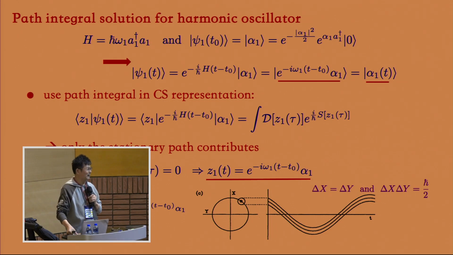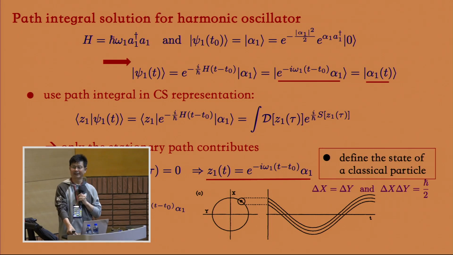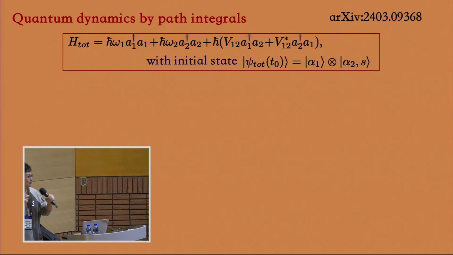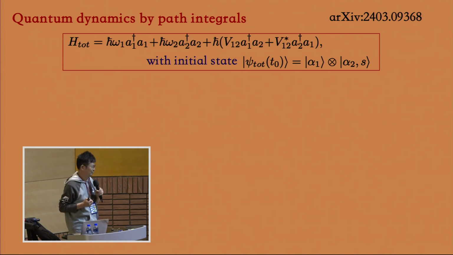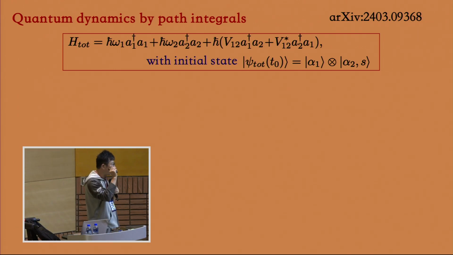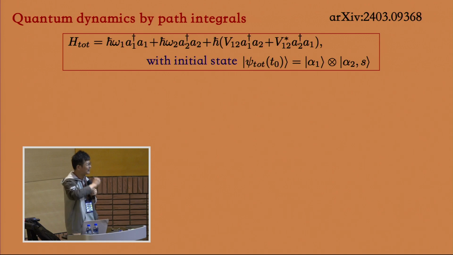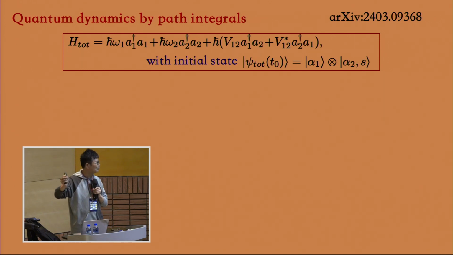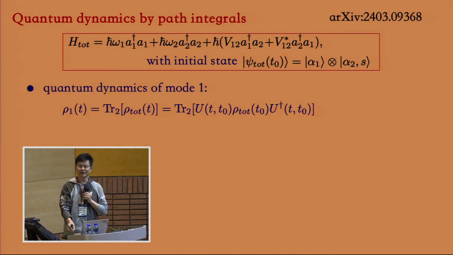Now let's make the same calculation for a more complicated system. That's the system we're looking for. Because it includes two modes, two systems, and probably they are separated far away, we only need to stick to one mode, how it is changing in time. So we need to trace out the other mode. Then use the path integral approach.